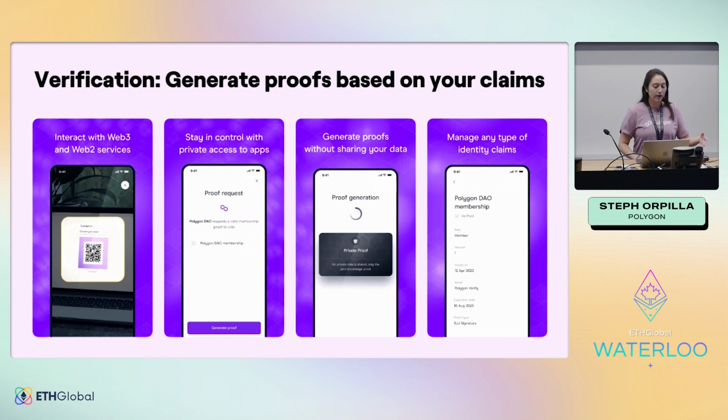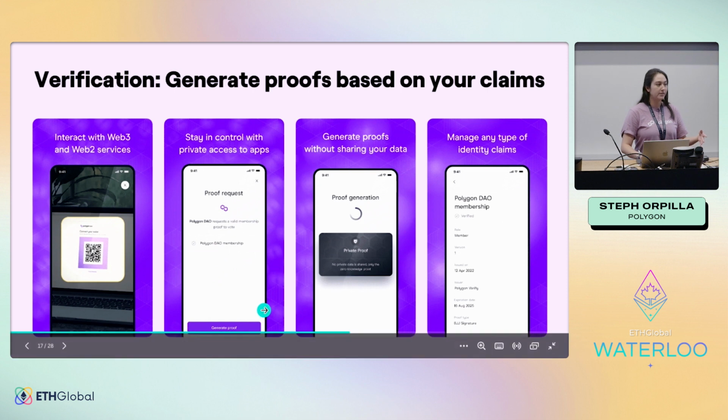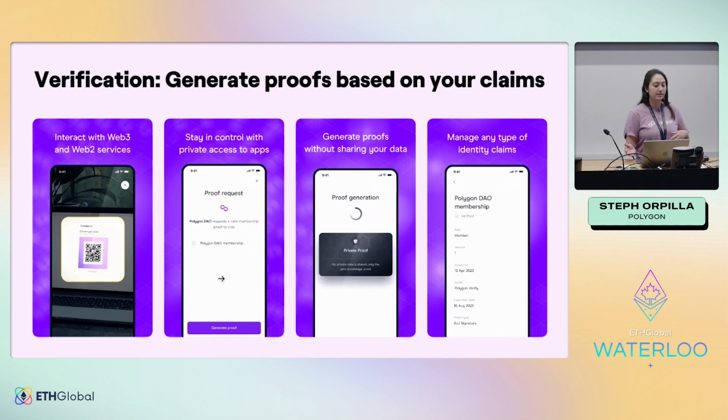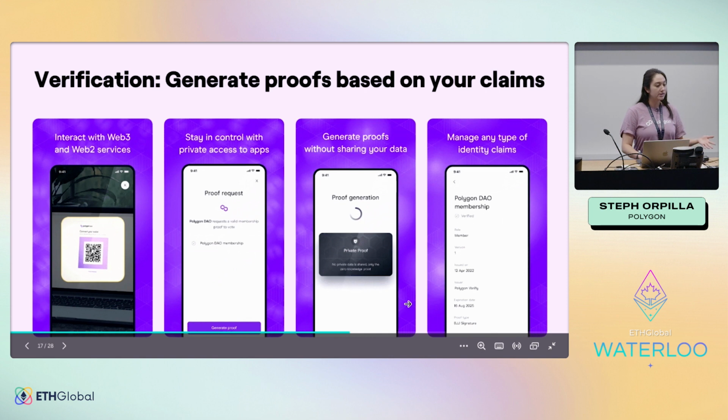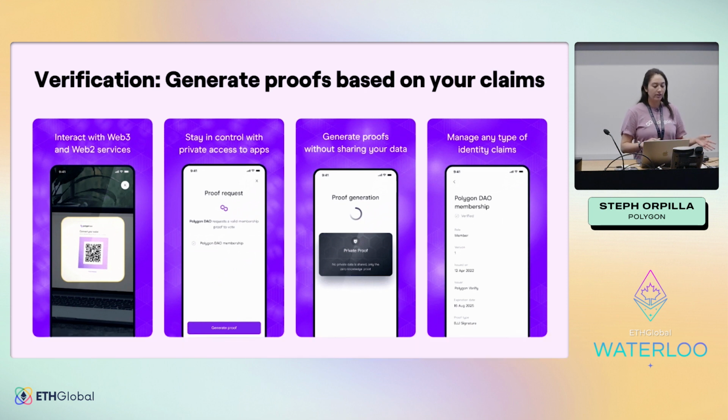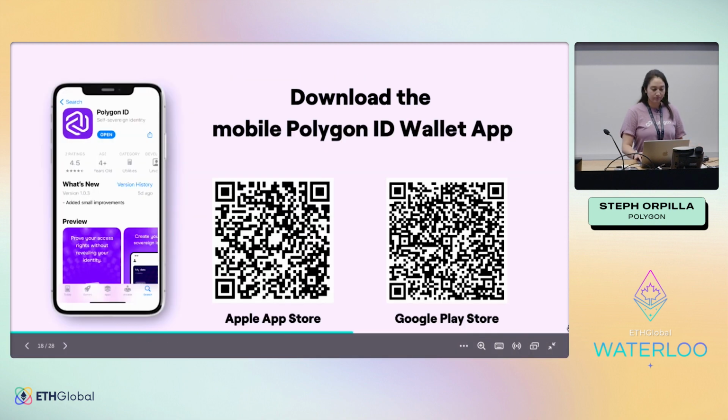You'll scan the code and it'll ask for a proof request of something specific. So in this case, it was Polygon ID membership. Are you part of this DAO? Yes or no? And then it generates a proof for you. So you don't have to code this or anything. It generates a proof that actually shares the answer to this question. So yes or no. And then you can manage this from your wallet forever.